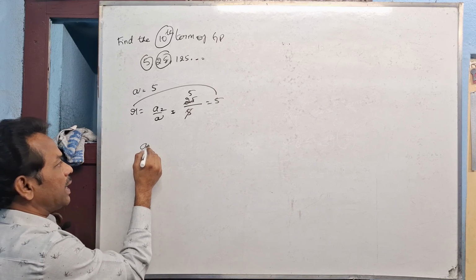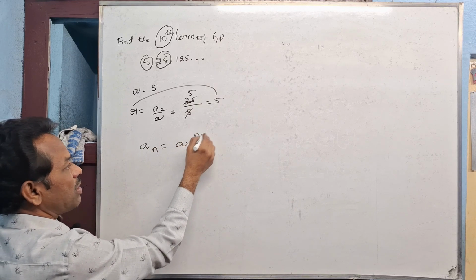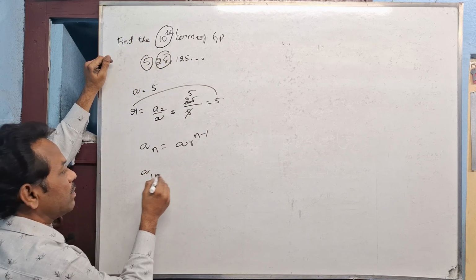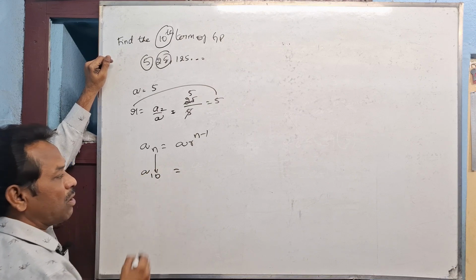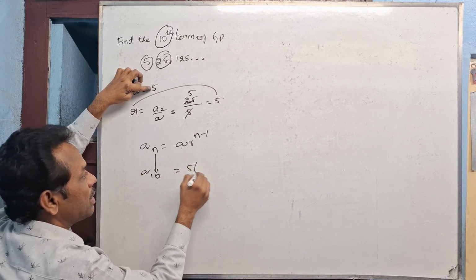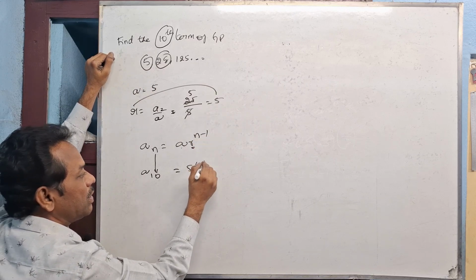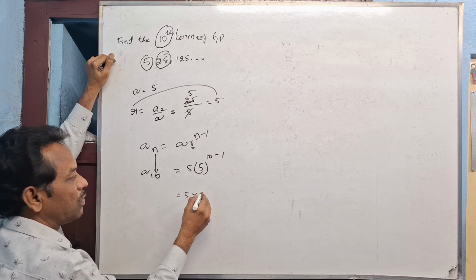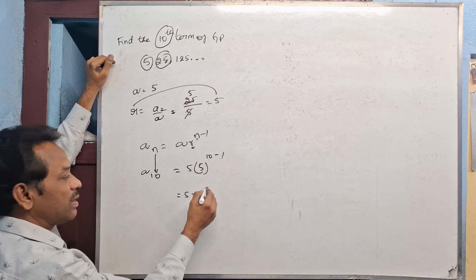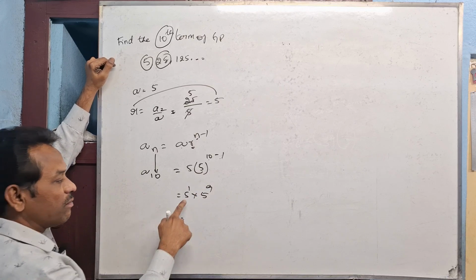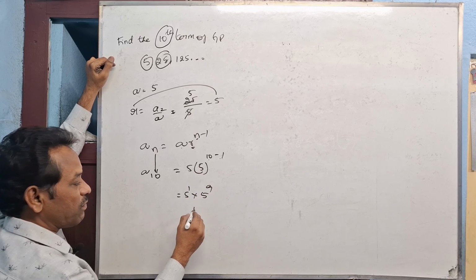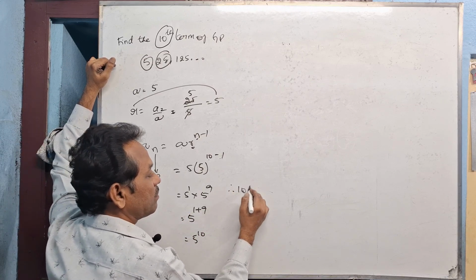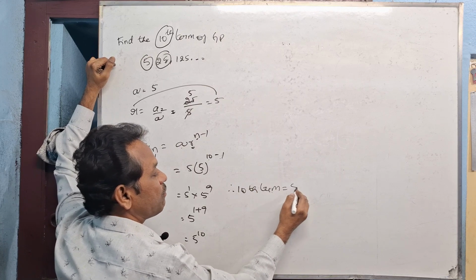We know that the nth term of GP is A R to the power of n minus 1. My requirement is the 10th term, so let me take this as A10. A10 equals 5 into 5 to the power of 10 minus 1, which is 9. When the bases are equal, the powers should be added, so 1 plus 9. So 5 power of 10. Our 10th term is 5 power of 10.